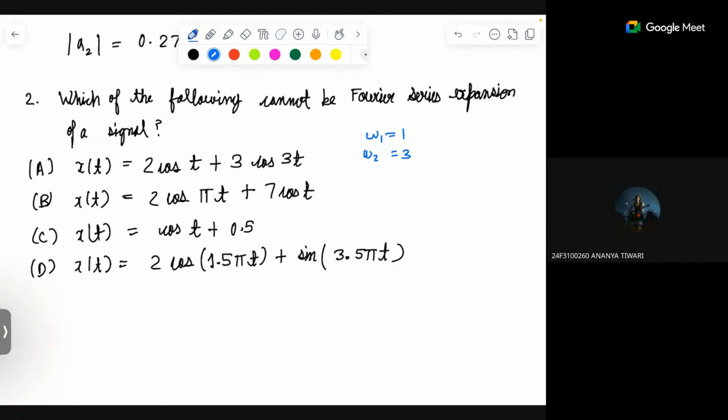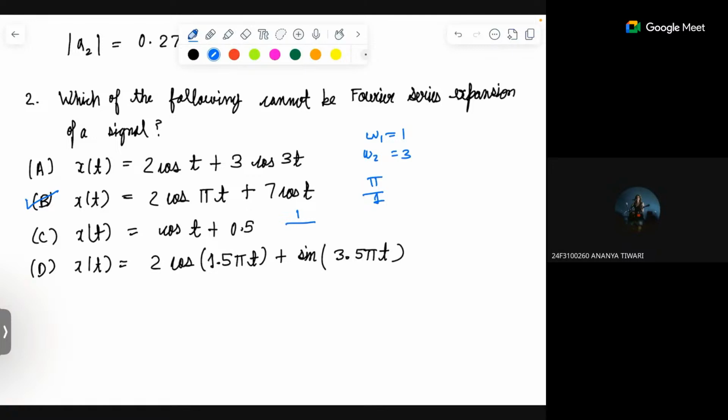Second option, pi and 1. Is it rational? No. Yes, pi is not rational. So clearly this signal is aperiodic. So this will be my answer. Let us check others also. So here it is 1, 1, and like I said, the DC term is periodic with any arbitrary period. So the DC term does not affect periodicity.